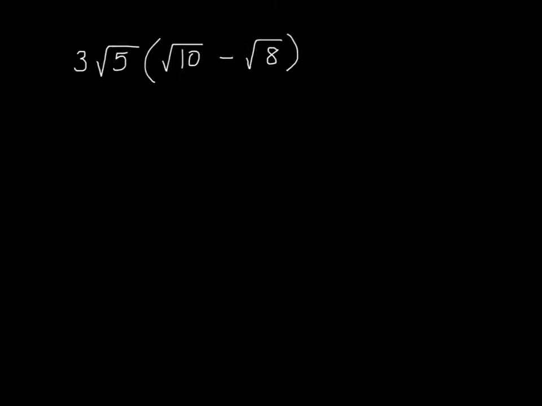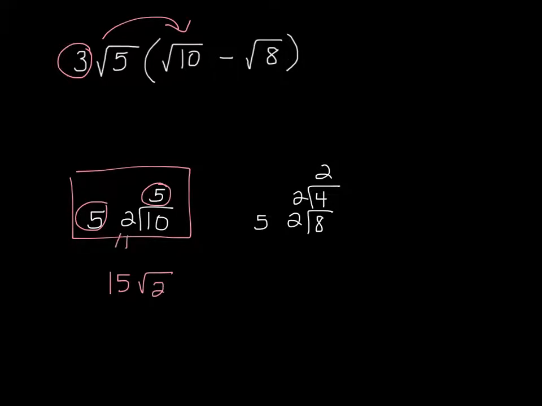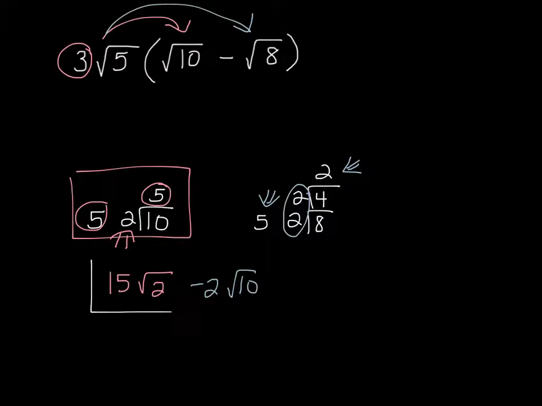Okay, now try this one on your own. And once again, we'll be distributing. And so from 3 root 5 times root 10, I have 2 5's and the 3 that was already out there, so 15 root 2. And from 3 root 5 times root 8, I have 2 2's and the 5 and the 2 that are left underneath. Final answer.